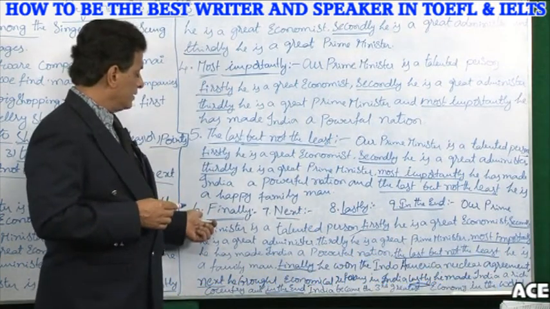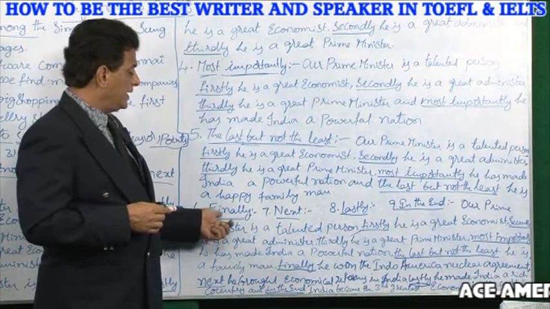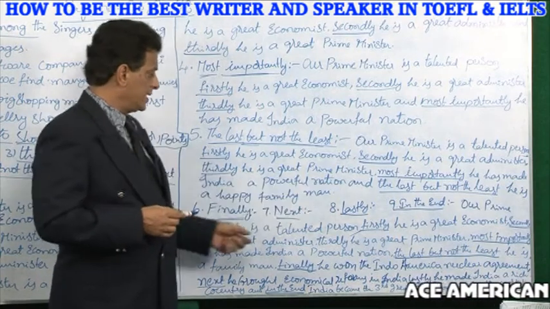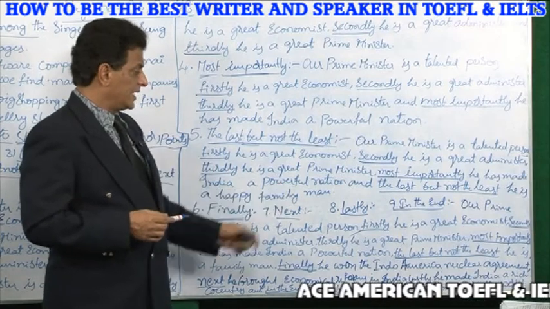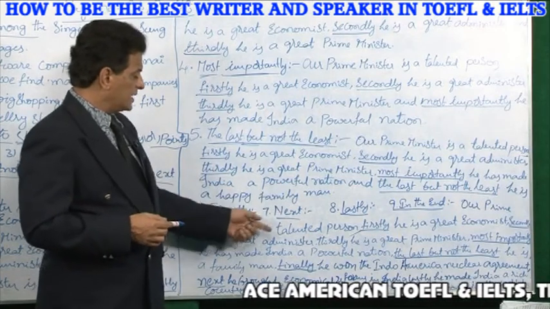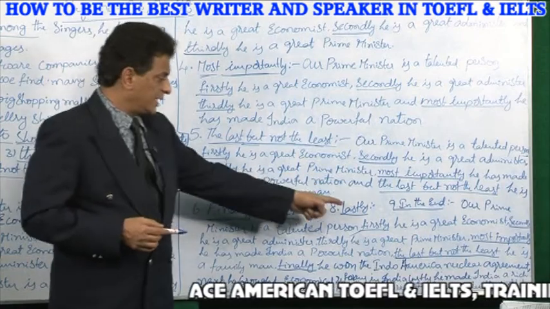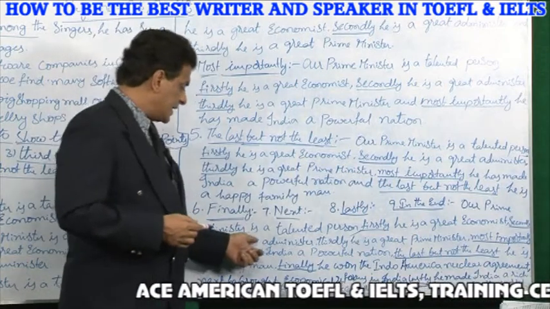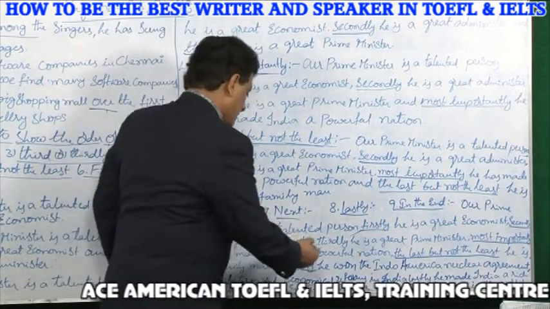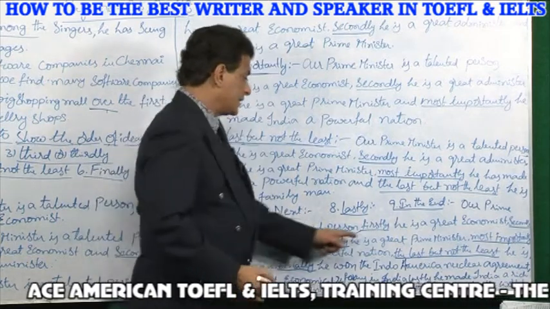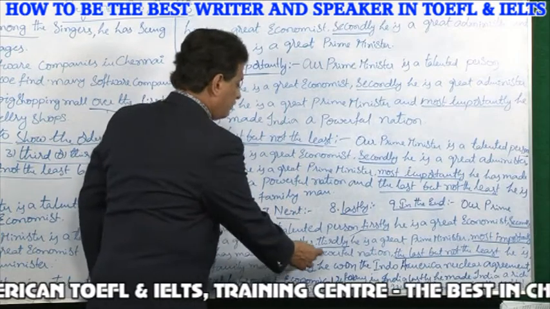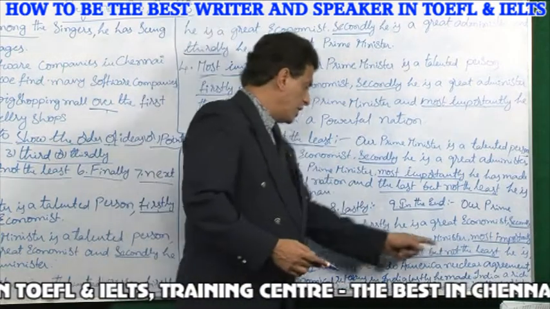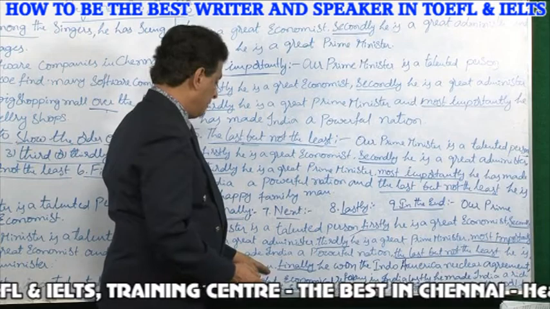Then finally, the sixth point: finally, next, lastly, in the end. Sixth, seventh, eighth and ninth. Finally, next, lastly, in the end. How do you connect? Our Prime Minister is a talented person, right? Firstly, he is a great economist. Secondly, he is a great administrator. Thirdly, he is a great Prime Minister. Most importantly, he has made India a powerful nation. Last but not the least, he is a family man.